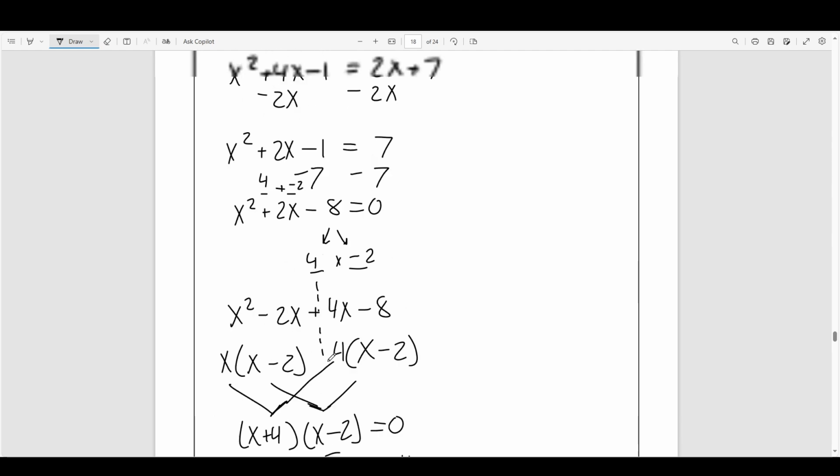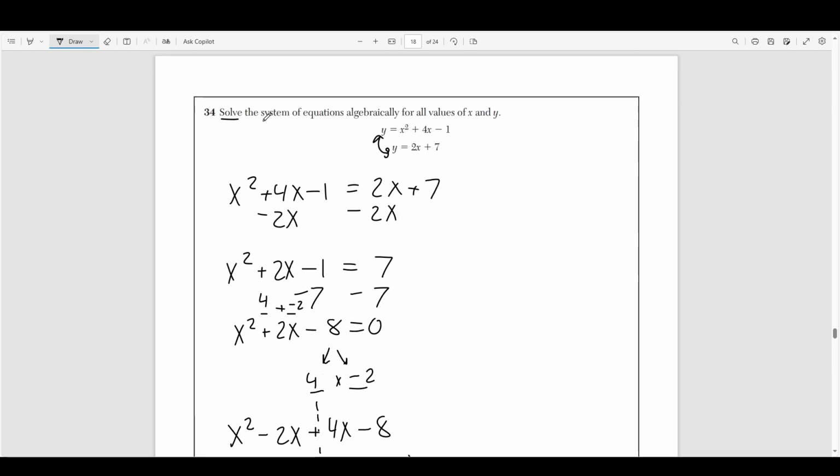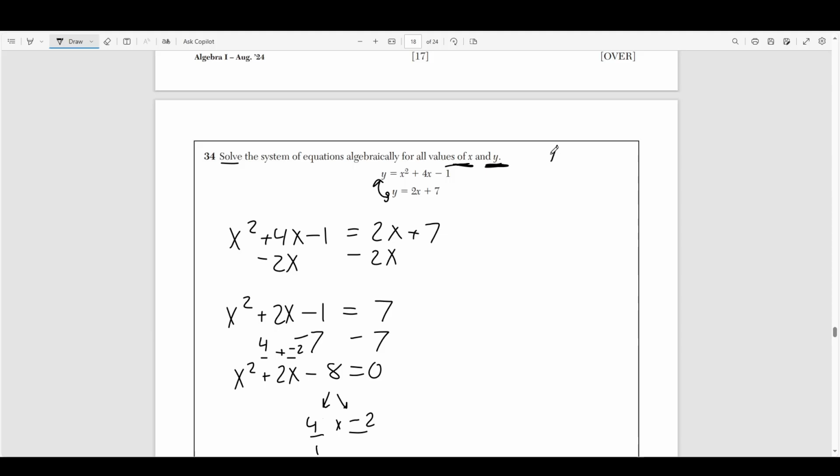Now, is this your answer? No, it's not your answer, because in order to solve the system of equations, you need to solve it for all values of x and y. Now, I already know that x is equal to negative 4 and that x is equal to 2. So what can I do? Well, I can plug these two values into one of these equations, right?